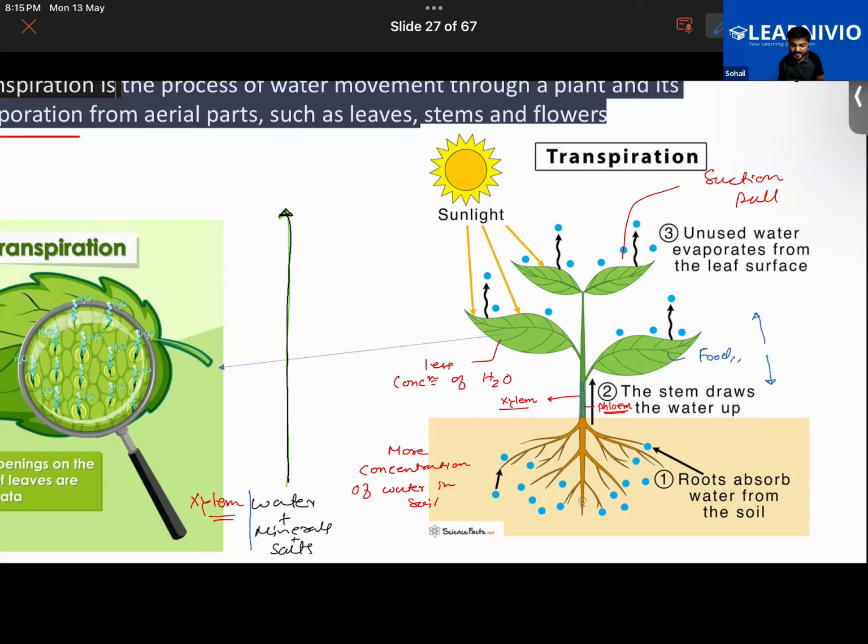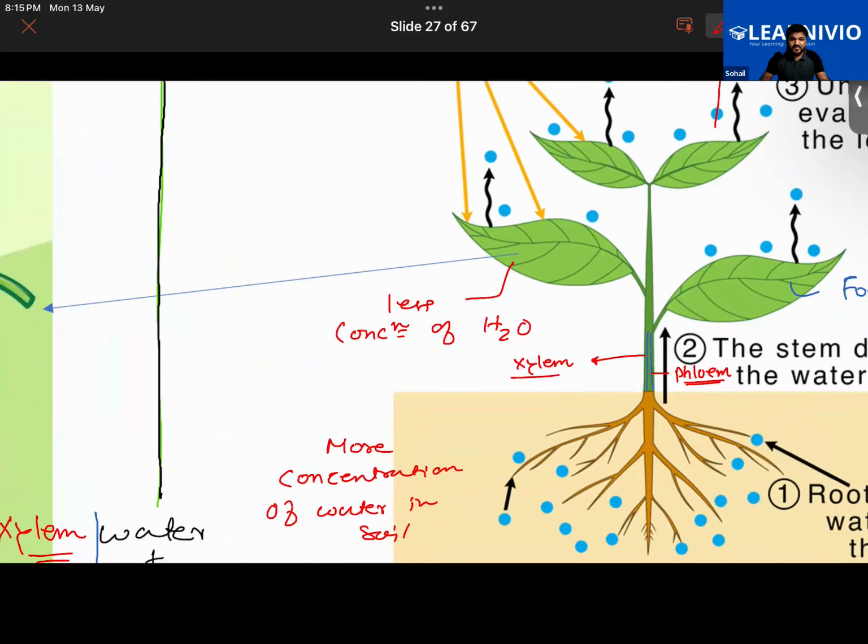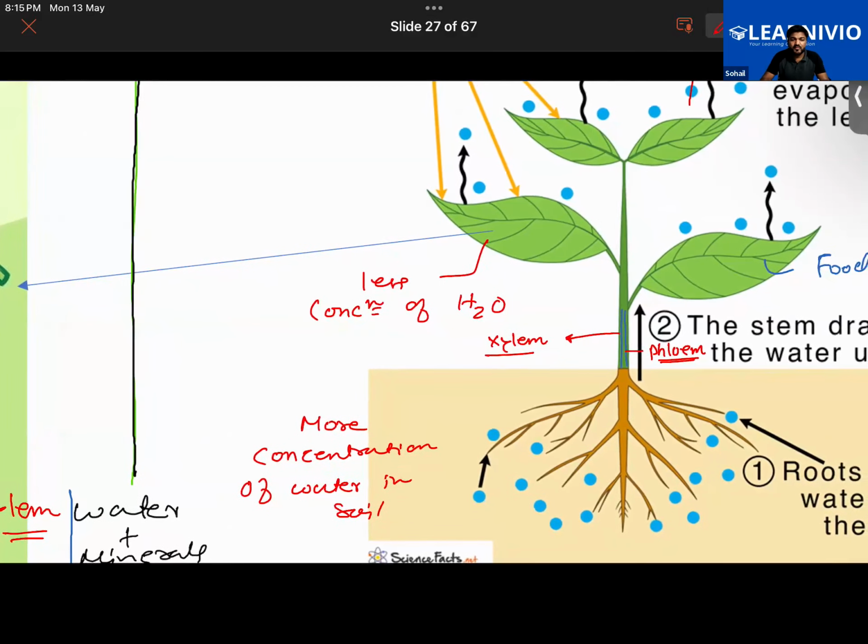So this food will travel in all the directions. It will be traveling sideways also, it will be traveling in the upward direction and in the downward direction also. So that's why, Aman, as you said, in the stem you will see that water will be moving up, food will be moving upward and downward also.